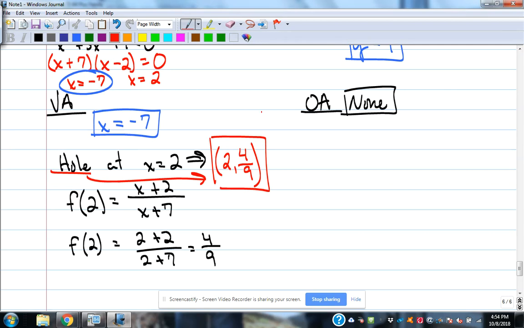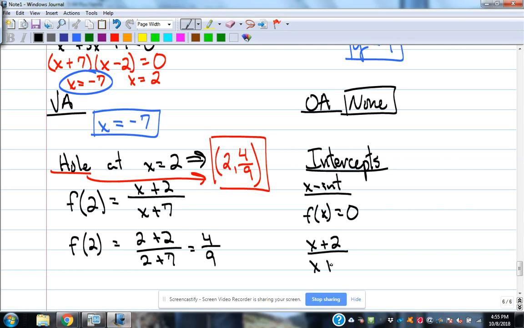Let's find intercepts. What kind of intercepts do we find when we're talking about functions? X and Y intercepts, okay? So if we're going to find X-intercepts, how do we find X-intercepts of any type of function? Set the function equal to what? So we're going to take x plus 2 over x plus 7 and set it equal to 0.